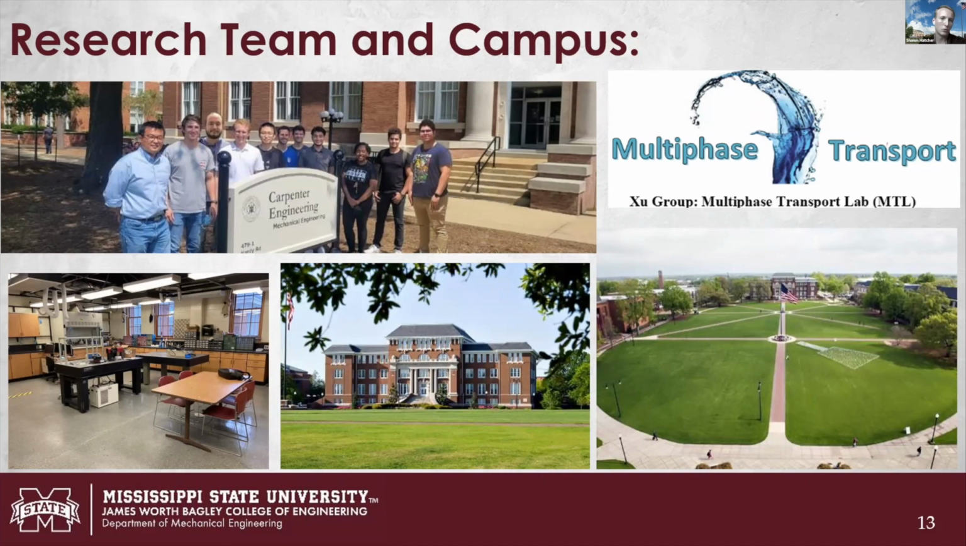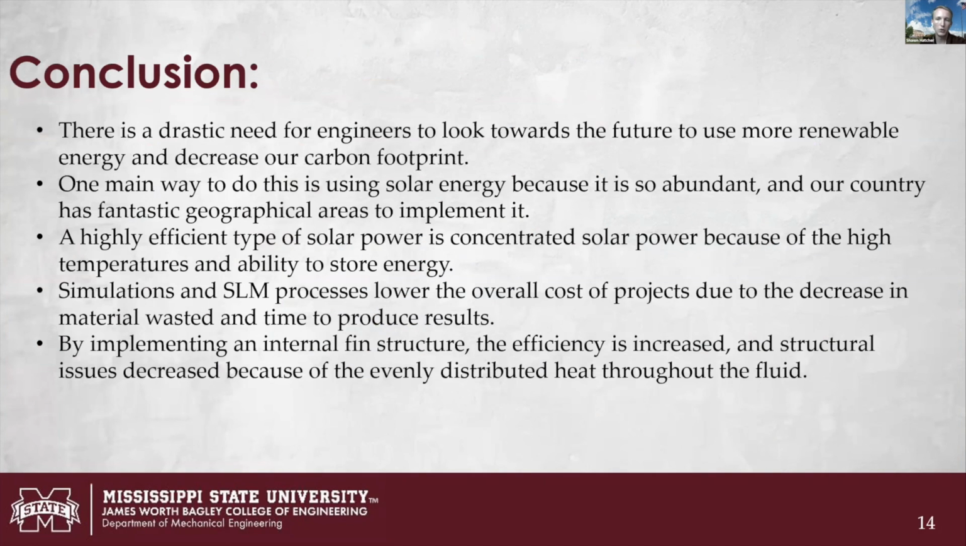So just to conclude real quick, there's going to be a drastic need for engineers to look towards the future for more renewable energy, so we can decrease our carbon footprint and limit the weather extremes that we have so far. A main way to do this involves solar energy. It's very abundant in our country, obviously. To that picture I showed you at the beginning of the presentation, we have a great opportunity to exploit that resource. A highly efficient type of solar power is CSP, the concentrated solar power we talked about in this presentation, because it has the ability to reach high temperatures, which allows greater efficiency through mechanical to electrical transfer, and also the ability to store the energy from the generators.